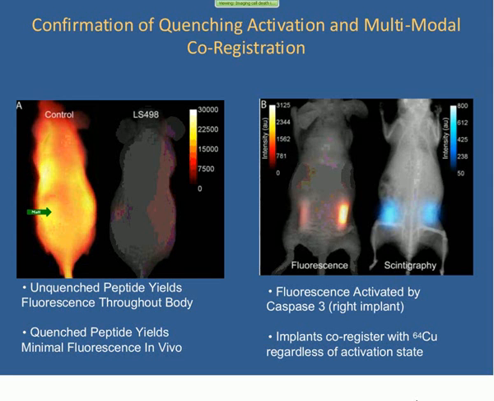What they did to test the feasibility of this compound is they performed two experiments. First, they injected the unquenched peptide into an animal and saw that it lights up and gives a significant amount of fluorescence. Whereas the quenched peptide, which is this animal.